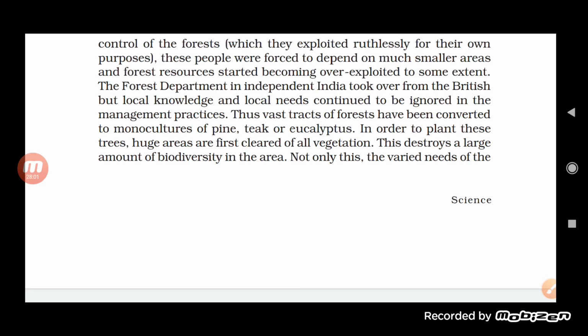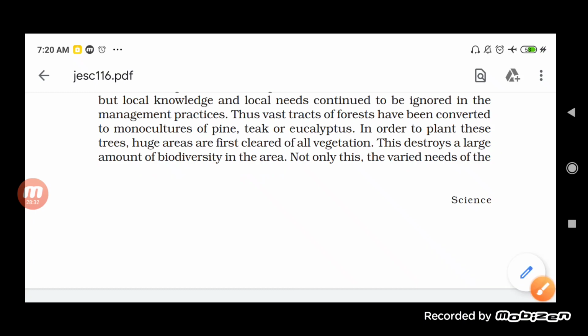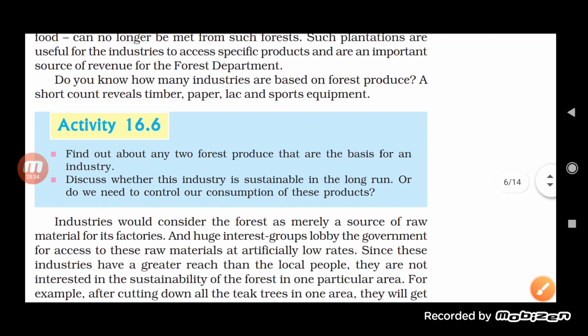This has an ill effect, because it destroys a large amount of biodiversity in the area. In order to get good revenue from the industries, which they used to get from the trees, from timber, they used to plant timber by clearing a huge area of the forest of all vegetation. Ultimately this will also affect the biodiversity in that area. Okay, so this is about the forest department.